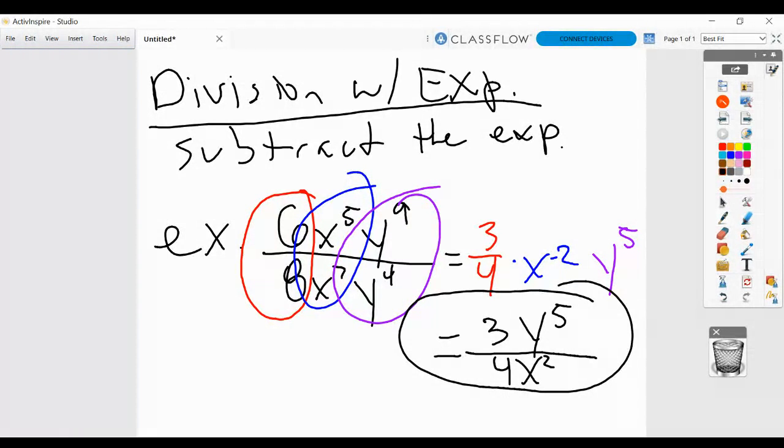Okay. So that is how you deal with dividing with exponents. There's one last thing I want to show you in this video, and then you'll have a Canvas check that you're going to do on your own.